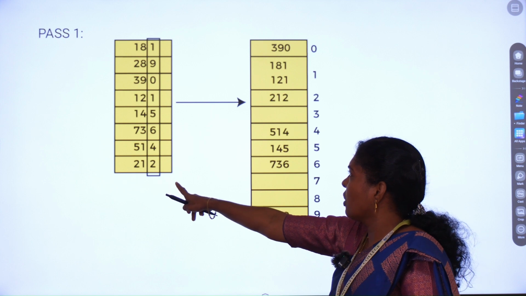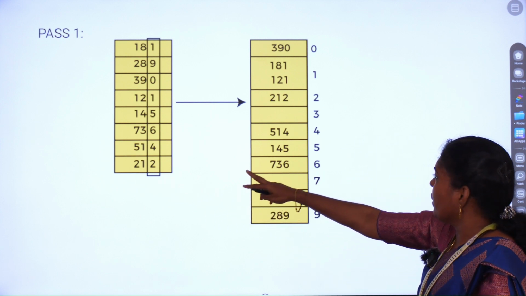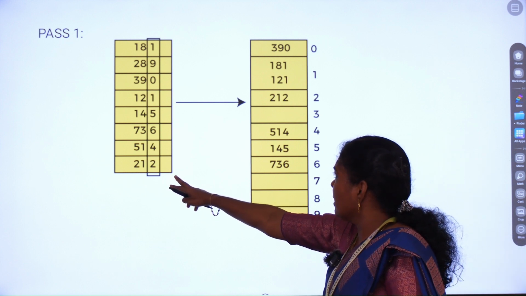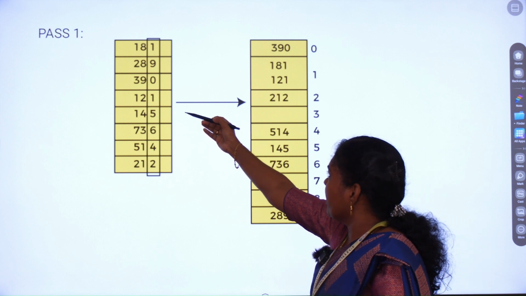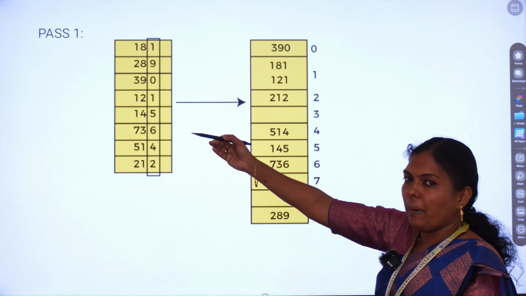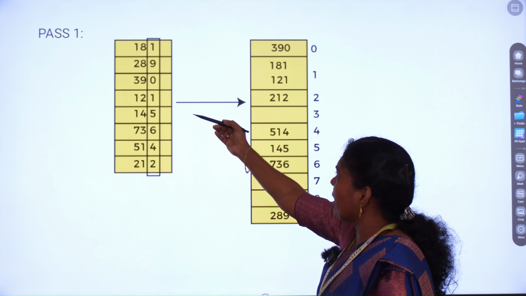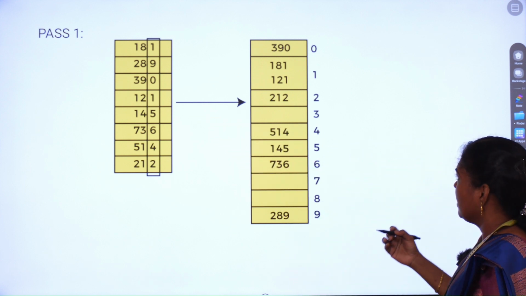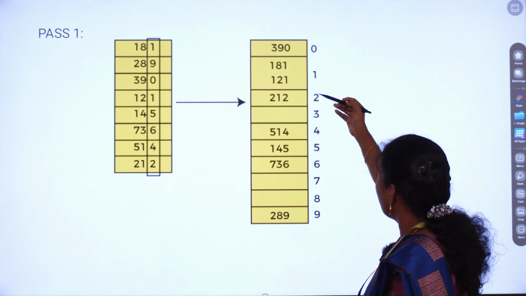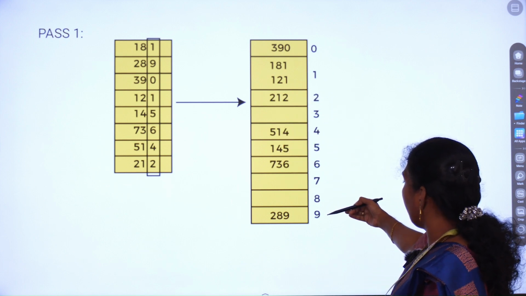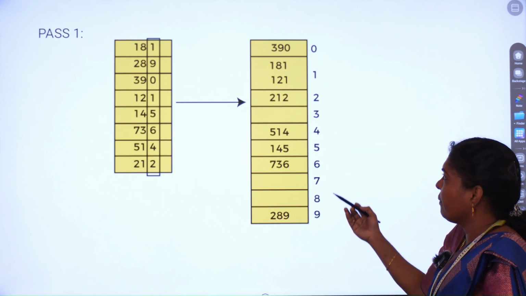This is the list that was given. So we need to sort this. We need to sort this element based on the least significant digit, because this is pass 1. In pass 1, we sort the elements based on the least significant digit. So here we use one bucket. This bucket contains 10 buckets, from 0 to 9.